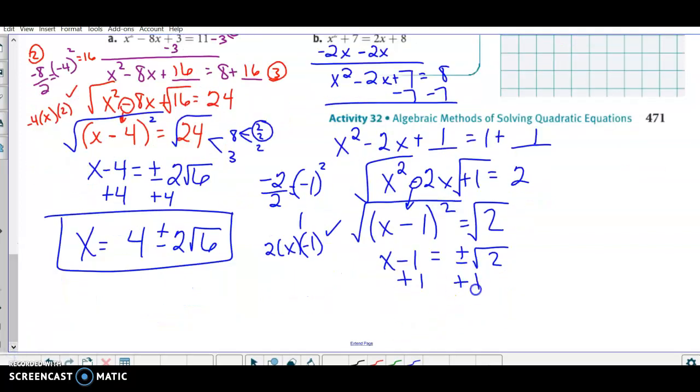Undo the add subtract. X is equal to 1 plus or minus the square root of 2. And that is how you complete the square.